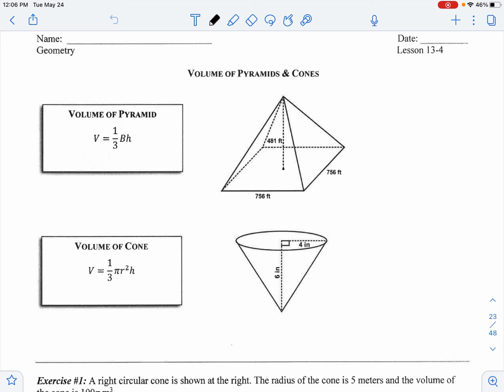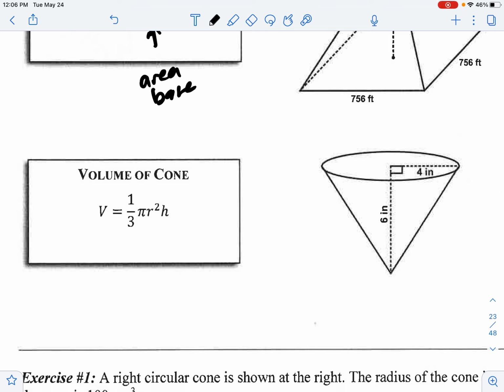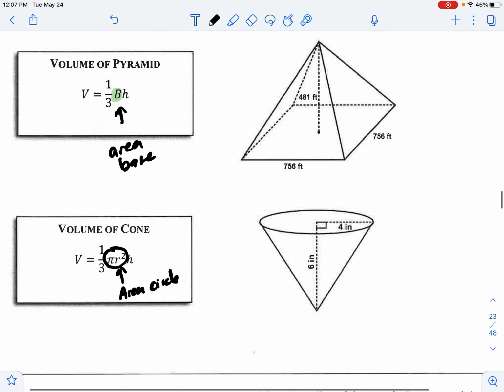and the formula for a pyramid, whether it's a rectangular pyramid, a triangular pyramid, whatever, it's 1/3 capital B, that stands for area of the base, times h, which is the height. And the formula that you get on the reference sheet for a cone is 1/3 pi r squared h. It's essentially the same thing because pi r squared is the area of a circle, and the circle is the base of a cone.